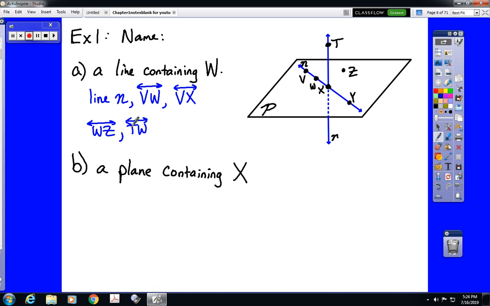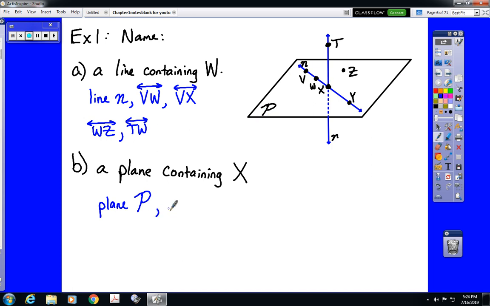Second part says name a plane containing point X. Well, again, we have several options for how to answer that. There's no one correct answer. It makes these really easy to tell when you guys all work together on the homework, when you all give me the exact same answer, because there are literally dozens, well, at least a dozen different answers you could give here. We could say plane P. See the cursive P in the corner indicates that plane, which very clearly point X is on.